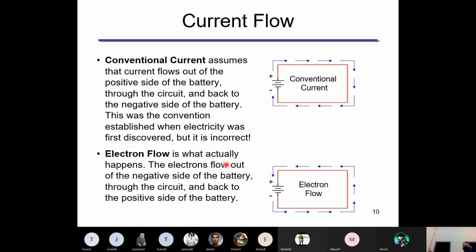Okay, as an engineer, when we're doing all this, we are going to assume that it's going the opposite direction because it makes all our numbers nice. If you assume it goes the other way, all our numbers become negatives. Oh, so I've been thinking conventional this whole time? Yep. Okay. All right, we good? Let's move forward.